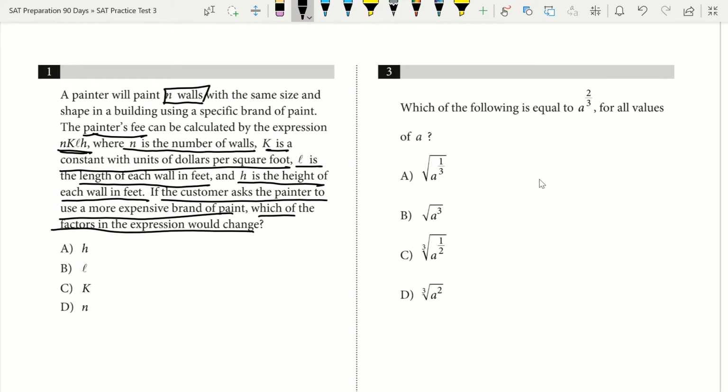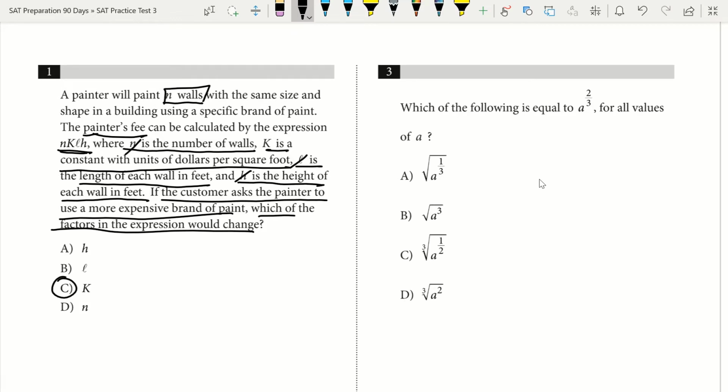Well, if we're using a more expensive brand of paint, then is our length going to change? No, so L won't change. Is our number of walls going to change? No. Is our height going to change? No. But K, our cost in units of dollars per square foot, that will change. That constant of dollars per square foot will change. So our answer there is going to be C for number 1.